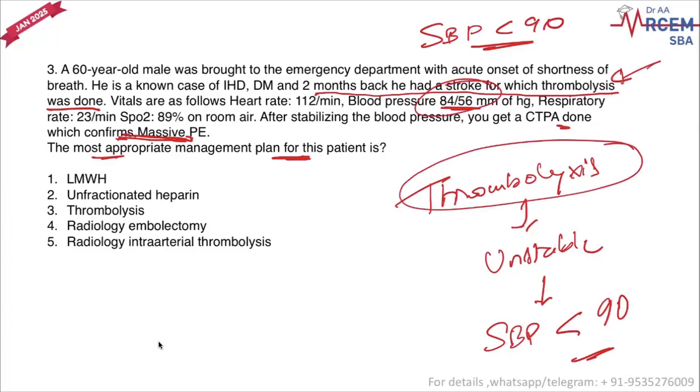So what next can be done? The best thing you can do is a radiological embolectomy. Radiologically, you can mechanically break down the clot which is present. This will be the preferred option rather than doing an intra-arterial thrombolysis or just an intravenous thrombolysis.